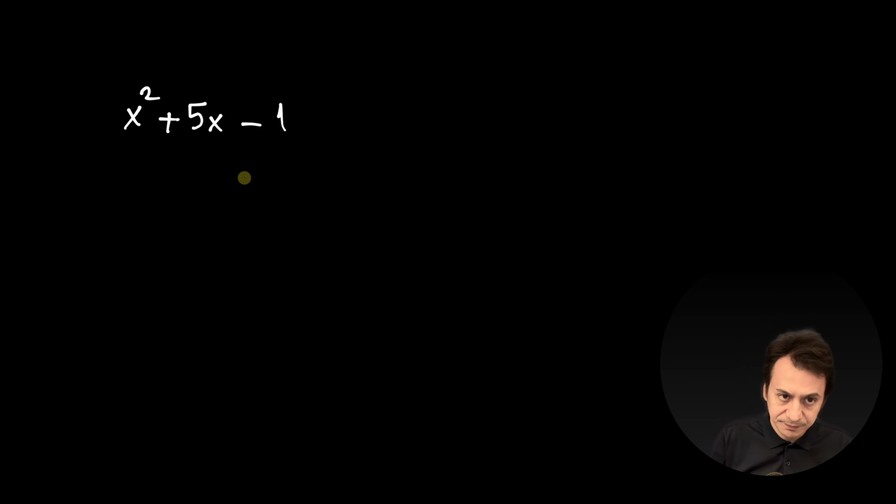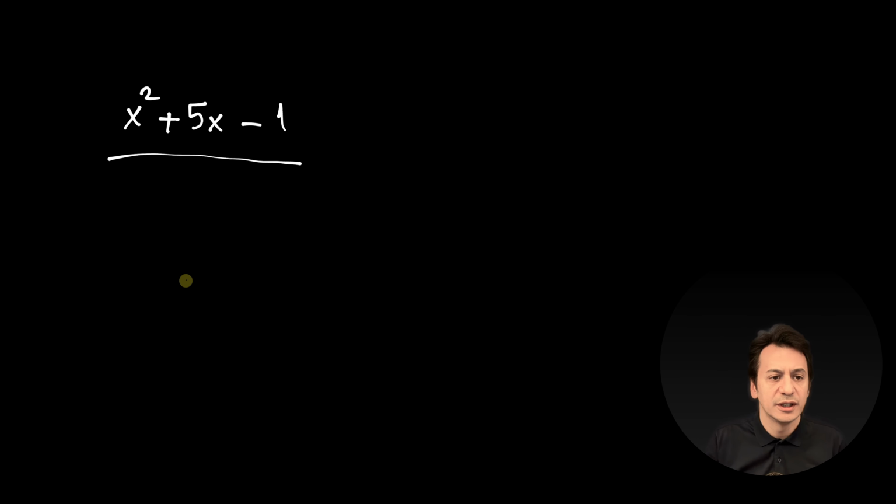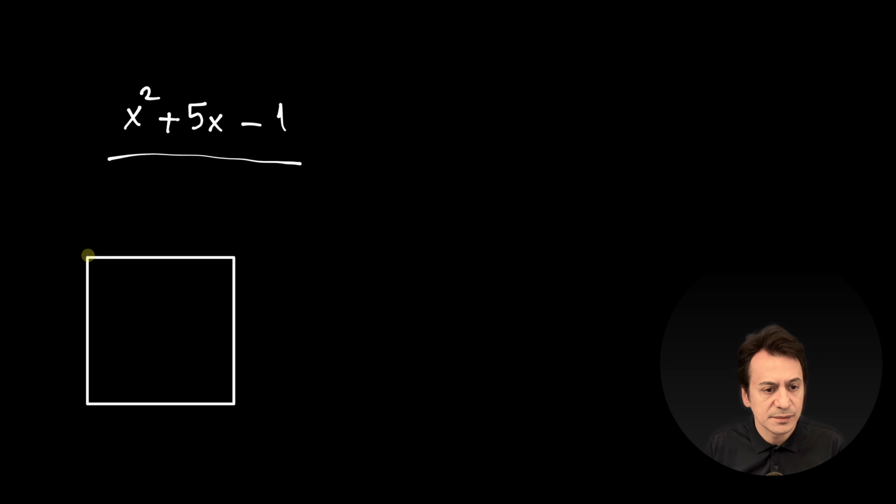One more example. Now let's get a little bit trickier, okay? x squared plus 5x minus 1. Let's see what's going to happen. I want to write this in terms of a perfect square. Let's do it. I'll start with x squared, and then I add 5x.